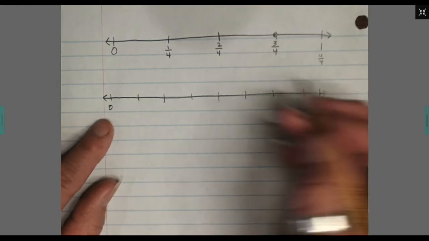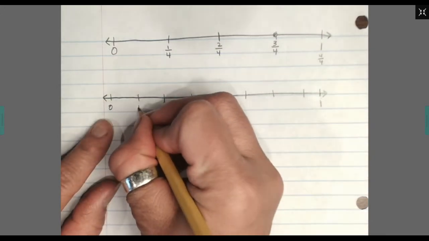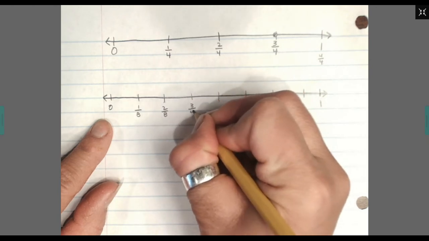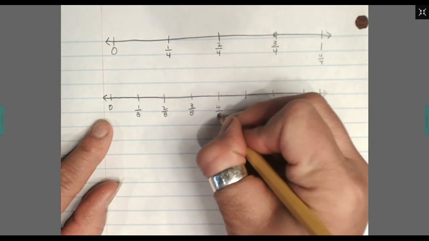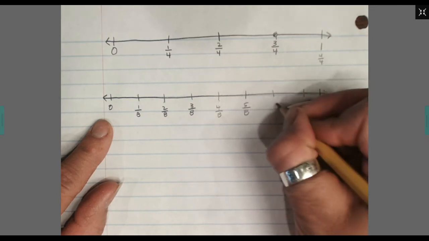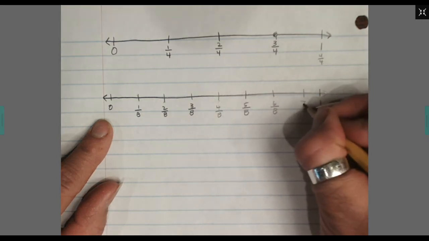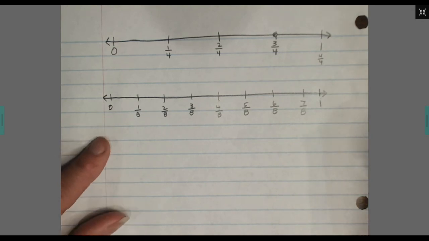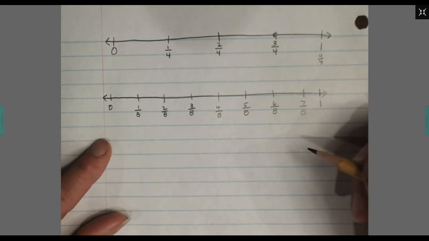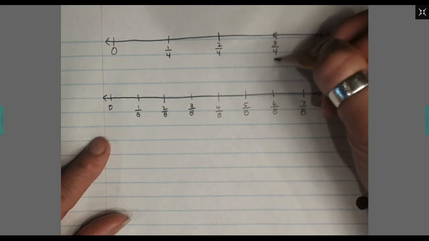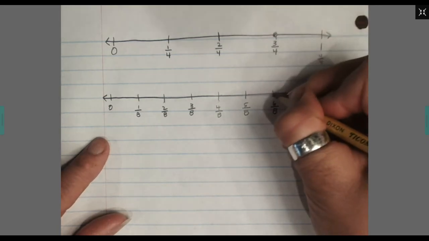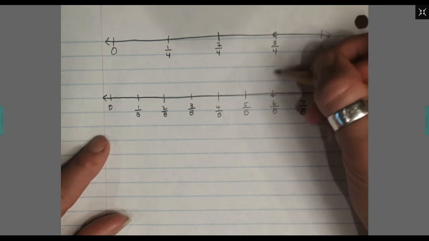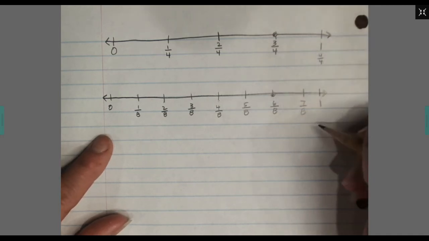And then we're going to label our parts. We know these are eighths, so 1/8, 2/8, 3/8, 4/8, 5/8, 6/8, 7/8. So is there an eighth that is equivalent to 3/4? There sure is. They line up. 3/4 is equivalent to 6/8 because they stop in the same location on the number lines.